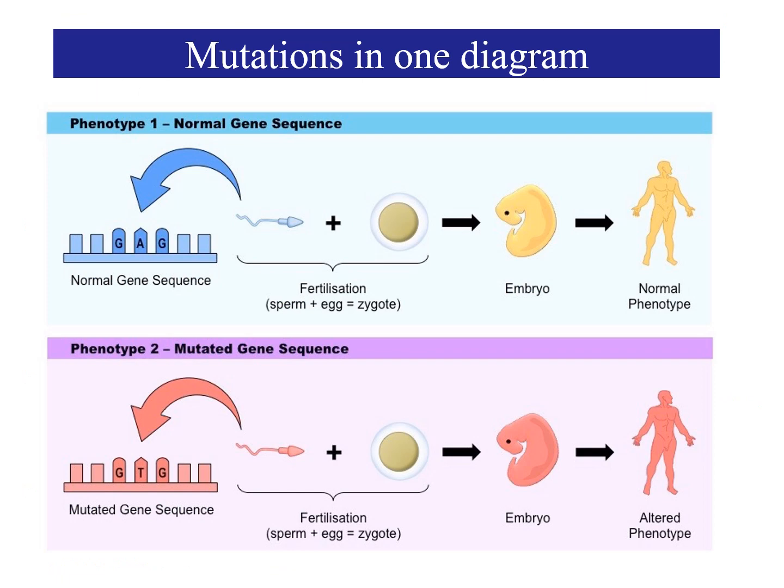Here is a diagram which shows you mutations in one diagram. So effectively we have here GAG in the gene sequence. That has had a substitution reaction, so the A has been substituted for a T, and that then has caused, in this case, the egg and sperm to change, which will cause a phenotype change in the offspring as a result.